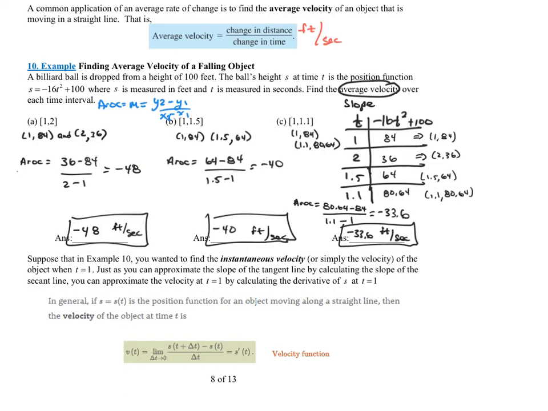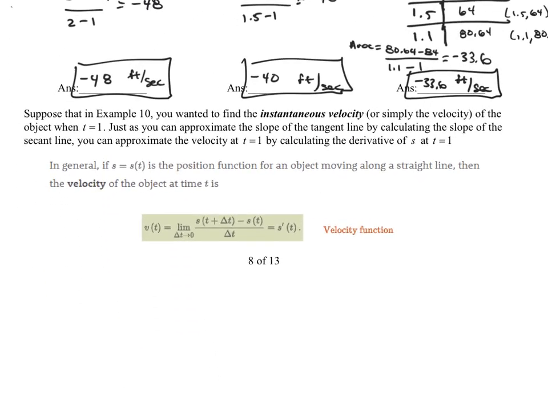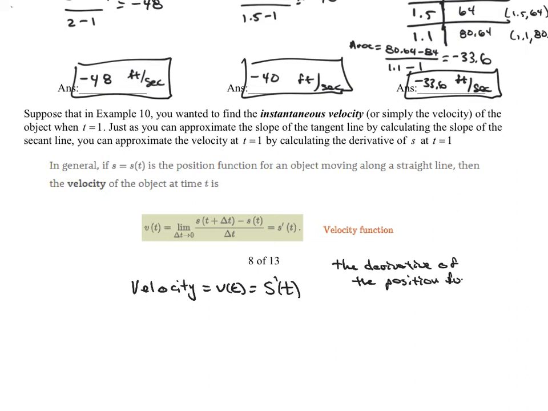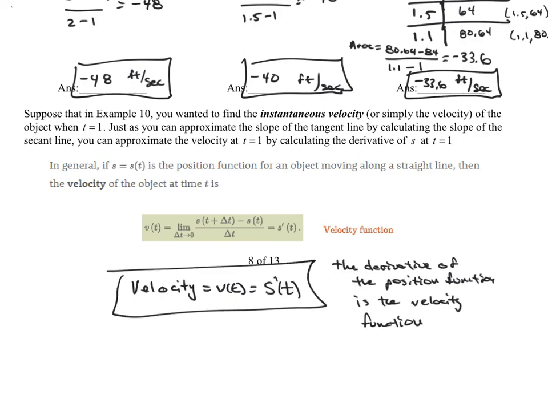So what the heck did they just say? They said something very, very important. They said velocity, which is v of t, is equal to s prime of t. Find the derivative of the position function is the velocity function. Okay, the derivative of the position function is the velocity function.